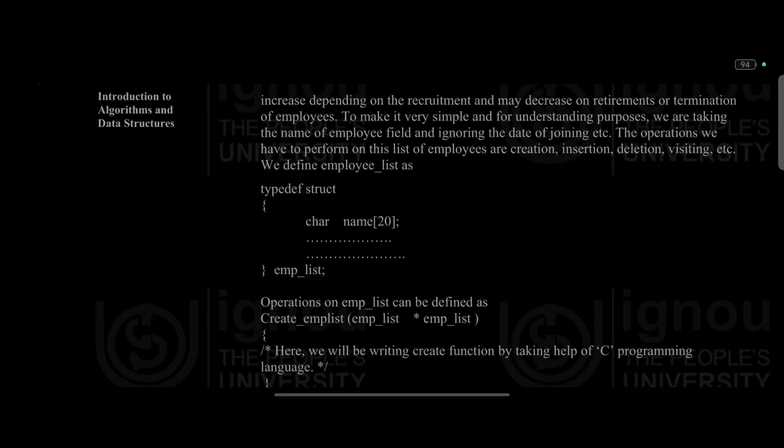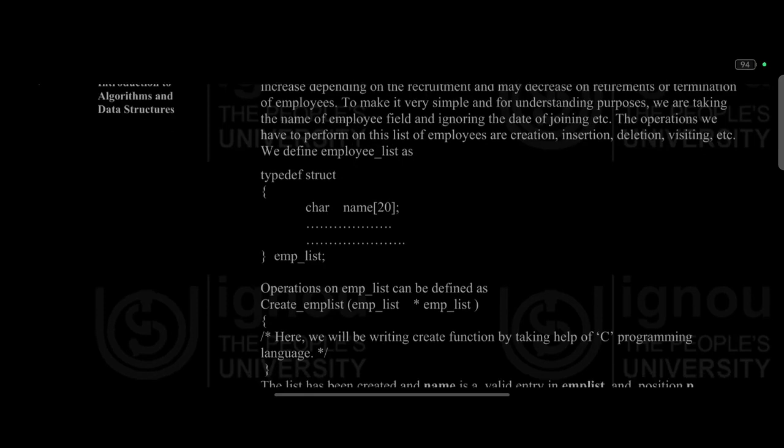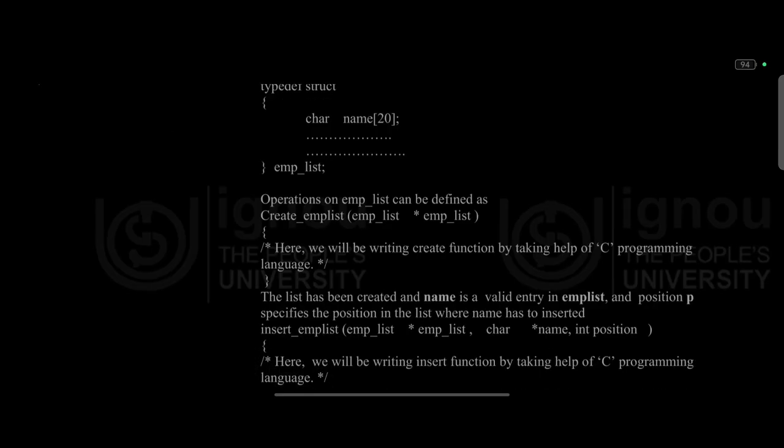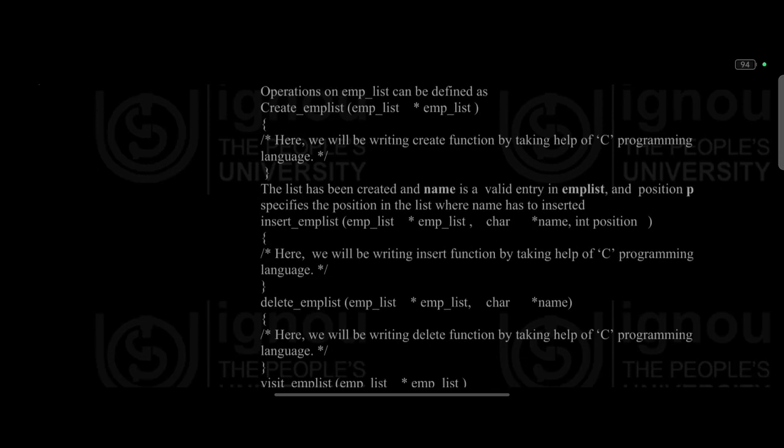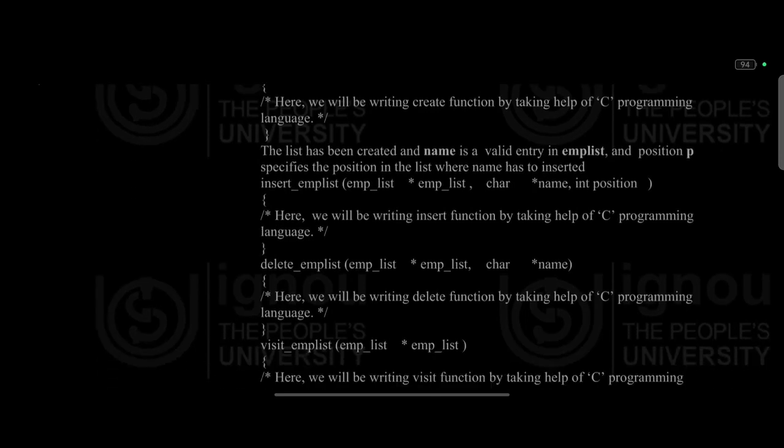We define employee_list as typedef struct, curly braces open, char name[20], and under that we will be code and will be closed by curly braces, employee_list semicolon. Operations on emp_list can be defined as create_employee(emp_list *emp_list). Here we will be writing create function by taking help of C programming language.